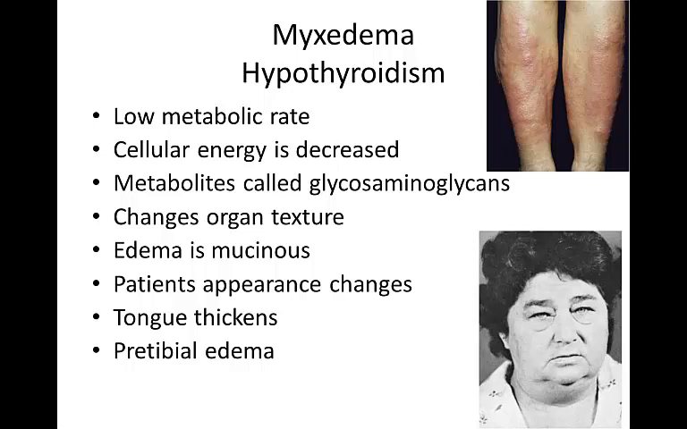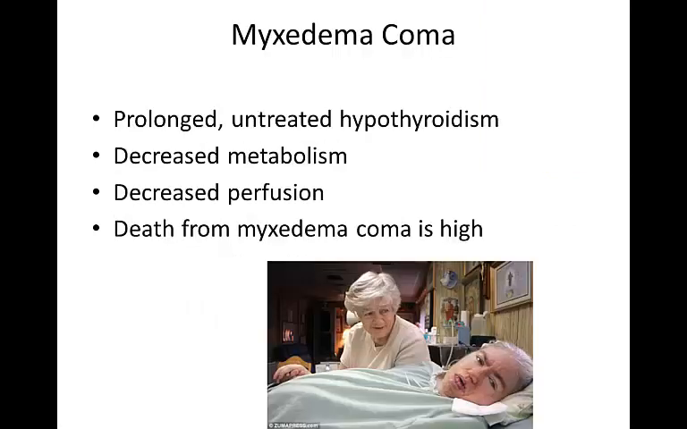The edema is mucinous rather than edema from water alone. Patients with this appearance change. They'll have non-pitting edema that forms everywhere, especially around the eyes, hands, feet, and between their shoulder blades. Their tongue thickens, and edema in the larynx makes their voice sound husky.